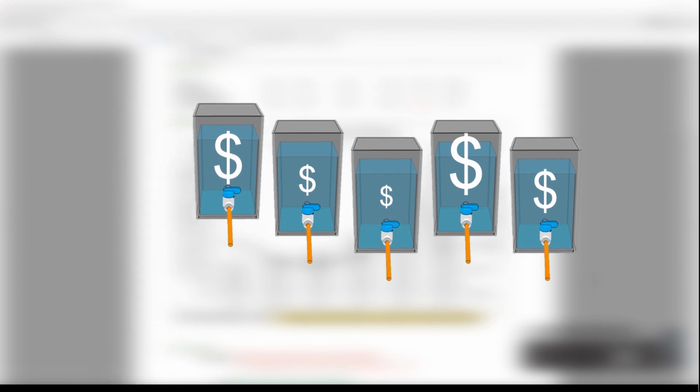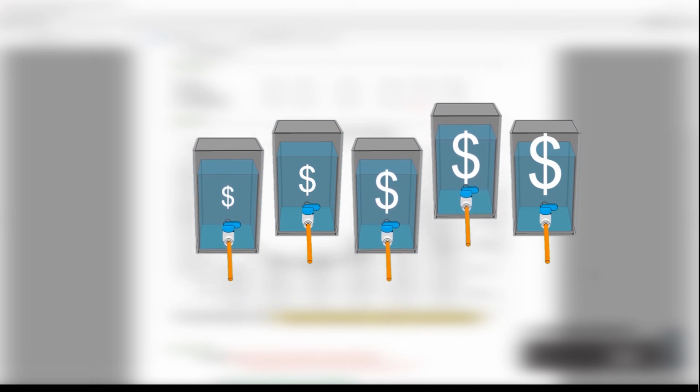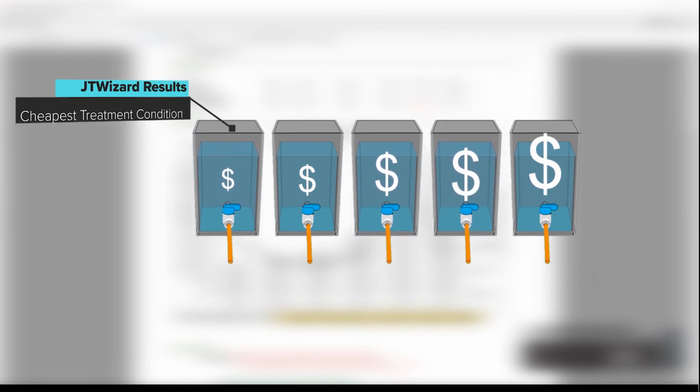The cheapest treatment option is straightforward. The algorithm simply picks the jar with the lowest cost that has a final turbidity below 0.3 NTU.